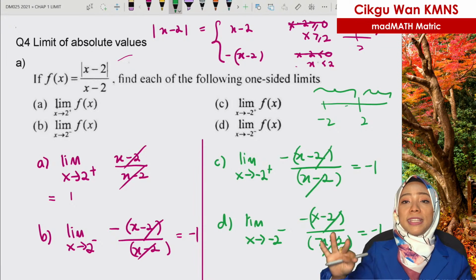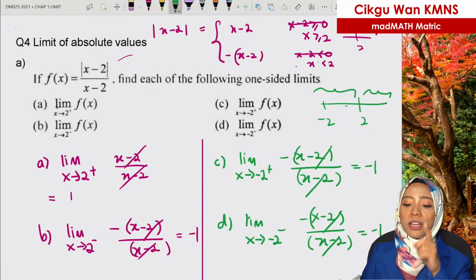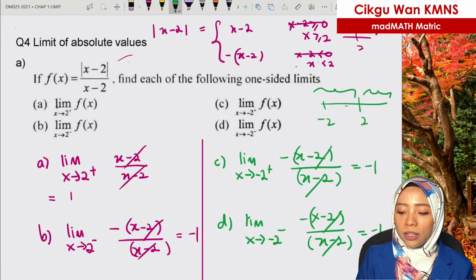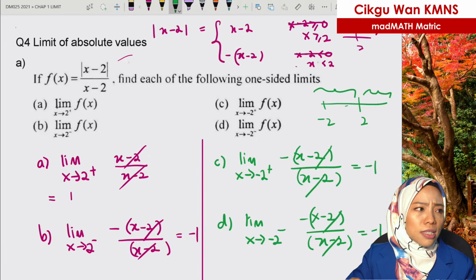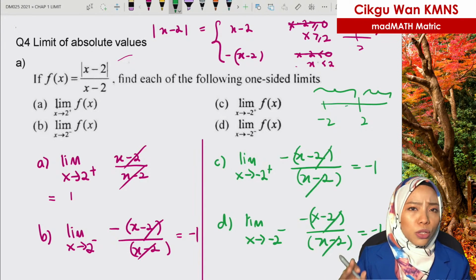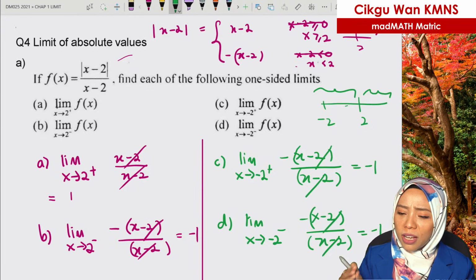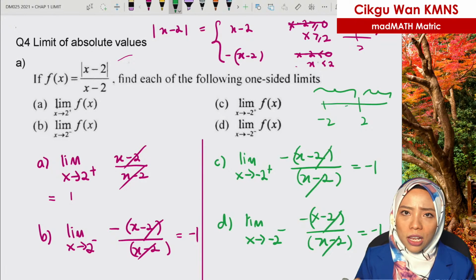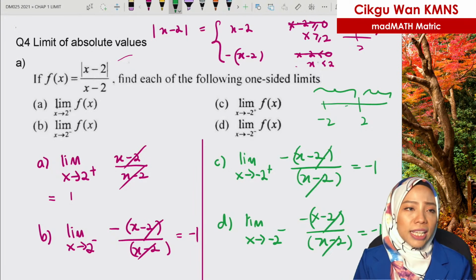So all B, C, D will give you negative 1, but A give you 1. So this is crucial. This example, I think it's a crucial example in order for you to understand what it means by absolute value function and finding its limit.